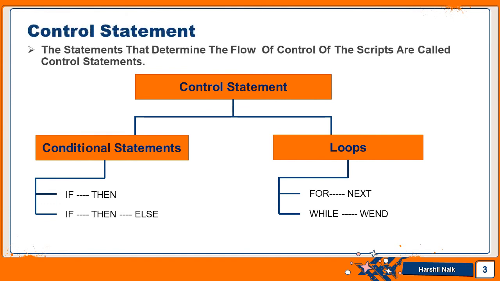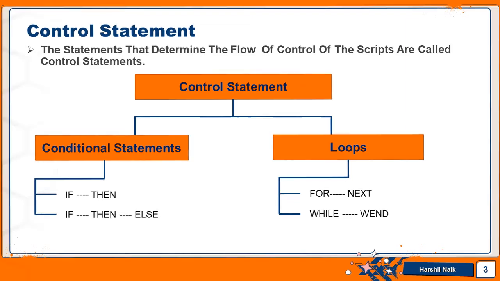Control statement. The statements that determine the flow of control of the script are called control statements. There are two types of control statement. First is conditional statement and second is loops, or else we can say iterative statement. In conditional statement there are two types. First is if then and second is if then else. And in loops there are two types of loops. First is for next and second is while wend.